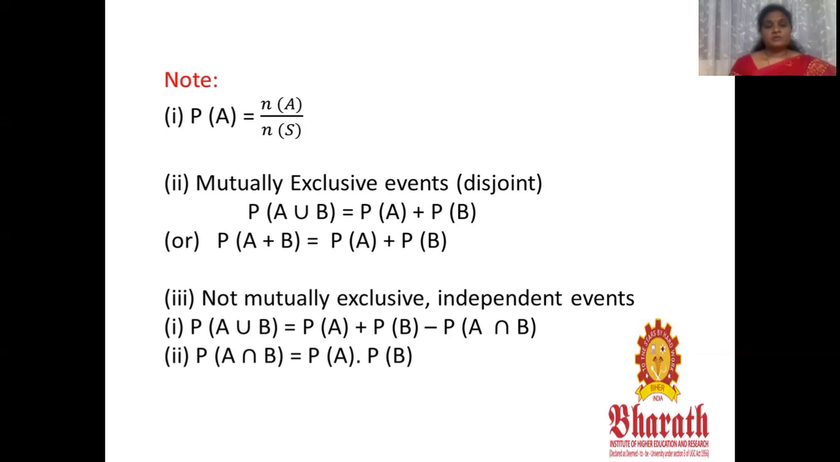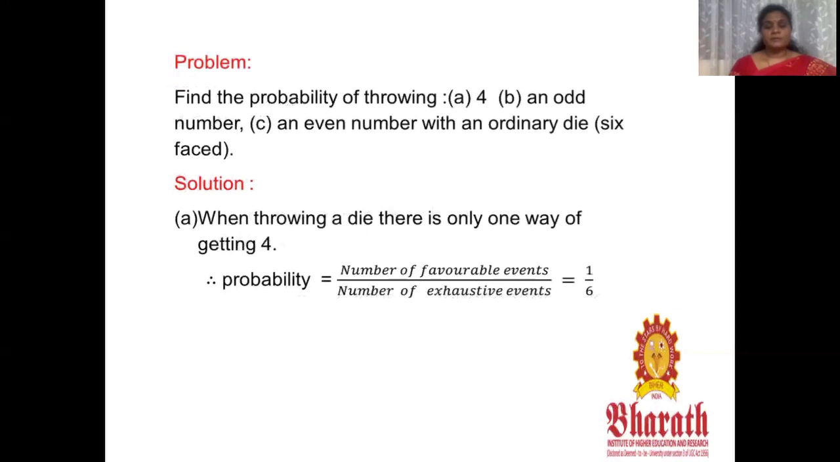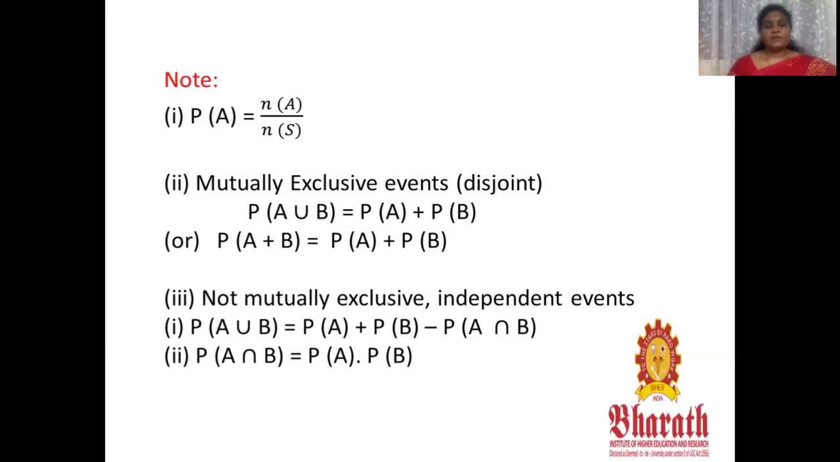Not mutually exclusive, independent events. Probability of A union B is equal to probability of A plus probability of B minus probability of A intersection B. Probability of A intersection B is equal to probability of A into probability of B.